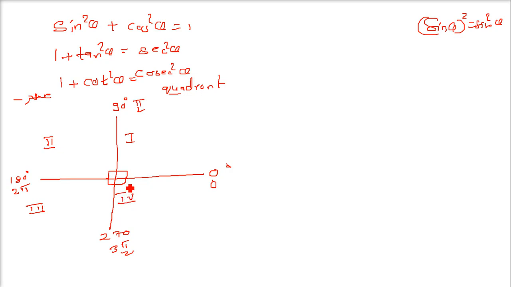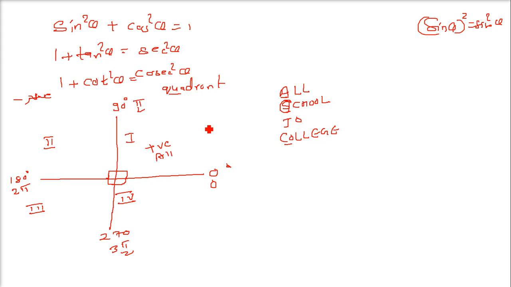Now here, what will be the sign? Please understand, you have to just remember one sentence, that is, all school to college. Now the first letter here will tell you that A, all: sine, cos, tan and their reciprocals, all are positive here. All are positive here.